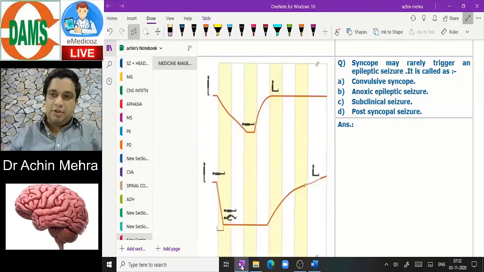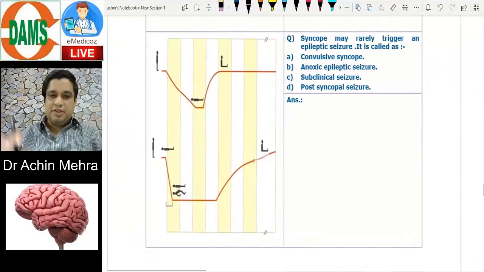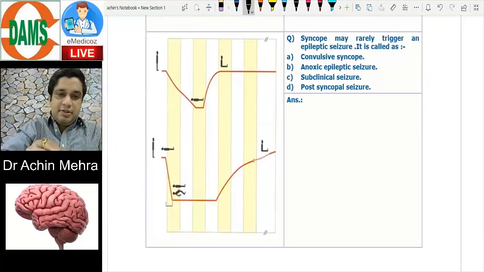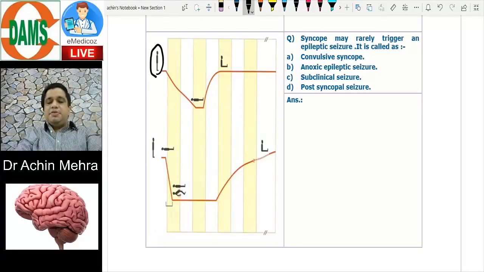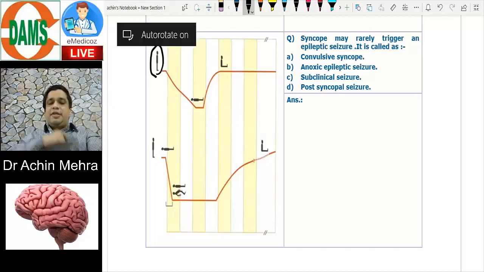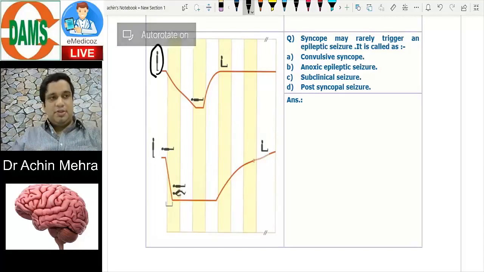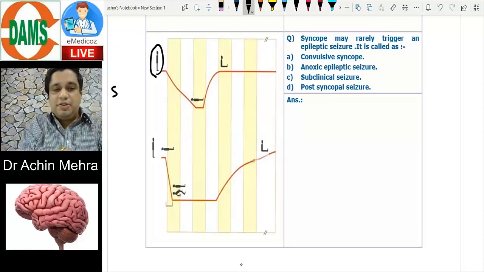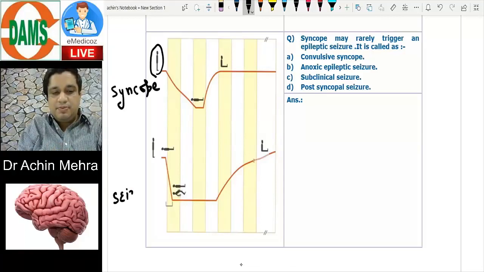Okay. Now in this image, as you can see, there is a person who is standing. And on the other spectrum, there is a person who is either standing or lying down, right? So this is nothing but a quick comparison between an episode of a syncopal attack, or syncope, versus a patient who is having a seizure.